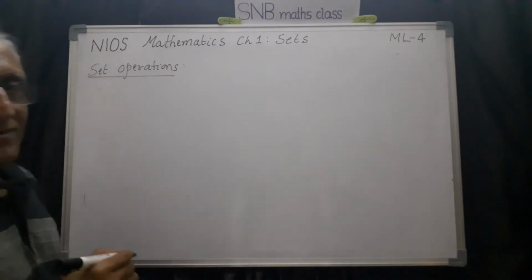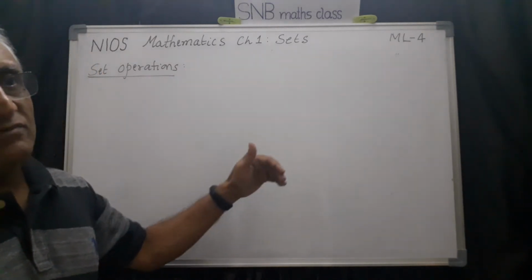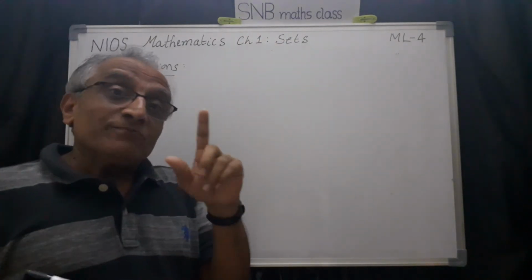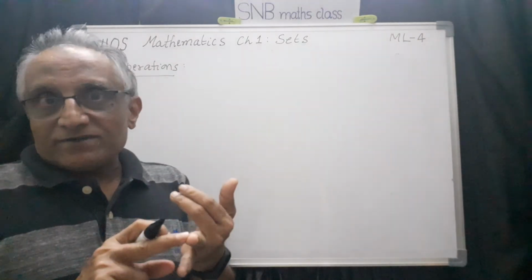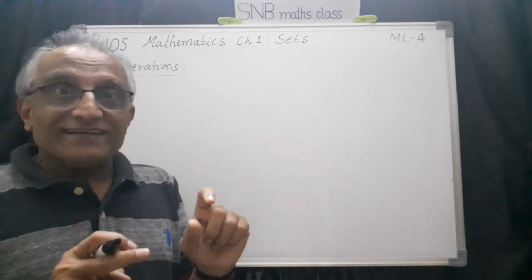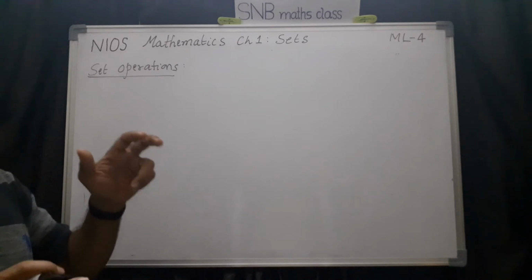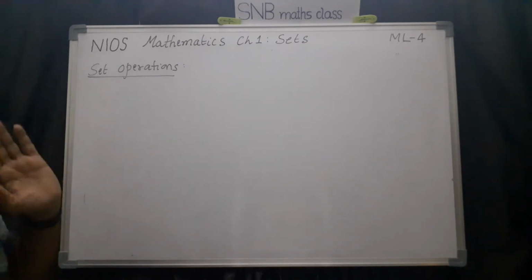What do you mean by set operations? See, in case of numbers, for example, you take natural number, then whole number, real number also, we have performed operations. For example, addition is an operation, subtraction is an operation, multiplication is an operation, division is an operation. Similarly, in case of sets also, we can perform operations between two sets. So let us see what are the operations.